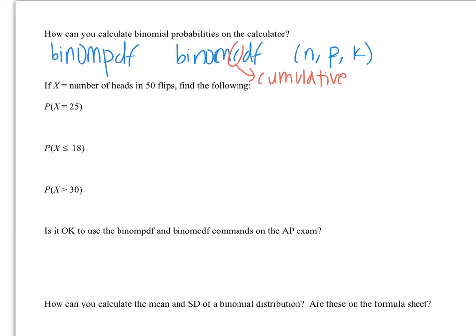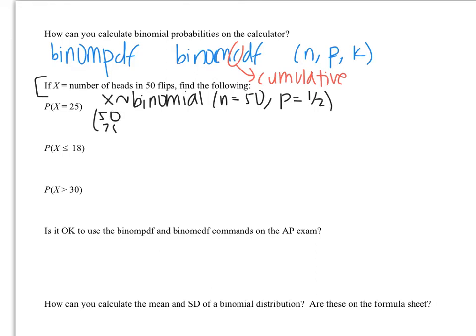If we look at x is the number of heads in 50 flips, we need to find the following. So we're going to say x is binomial, and in this case it's 50 flips. Probability of success is a head, so that's going to be 1/2. So if we were using the formula like we did before, this would be 50 choose 25 successes, I have 1/2 to the 25 for the 25 successes, and then I have 1/2 to the 25 for the 25 failures. Now, you could certainly do that this way, but if you want to, again, keep your calculator out, I'm going to show you a quicker way to do this.